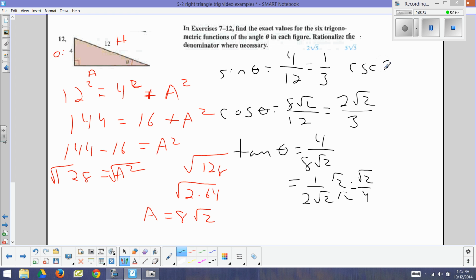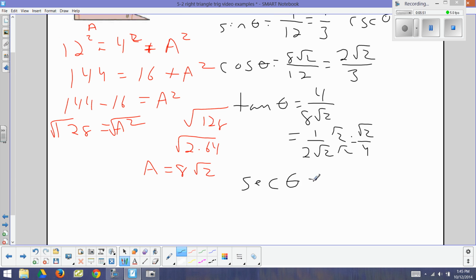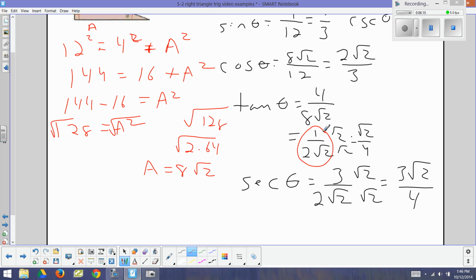Sine and cosecant are reciprocals, so then I get 3 over 1 is 3 for cosecant. Cosine and secant are reciprocals, so the secant of theta is the reciprocal of 2 radical 2 over 3, so it's 3 over 2 radical 2. Rationalize the denominator, and I end up with 3 radical 2 over 4. And tangent and cotangent are reciprocals, so look right there. The reciprocal of that is my cotangent function, which is 2 radical 2 over 1.